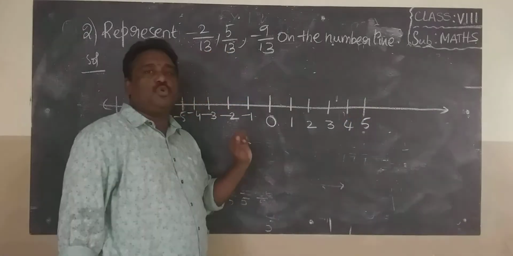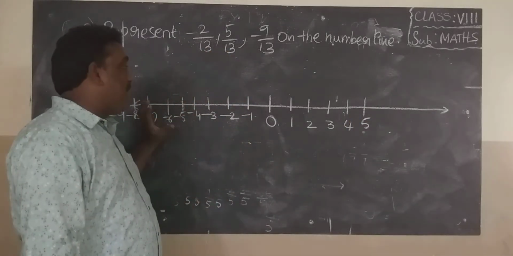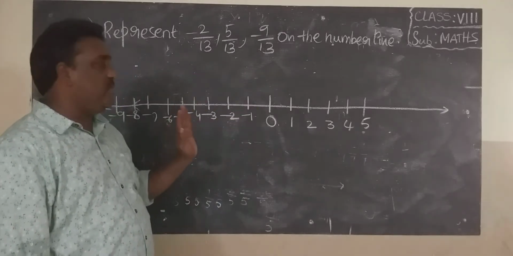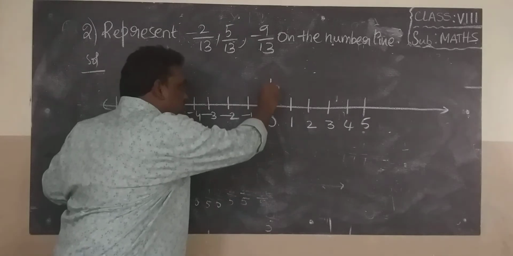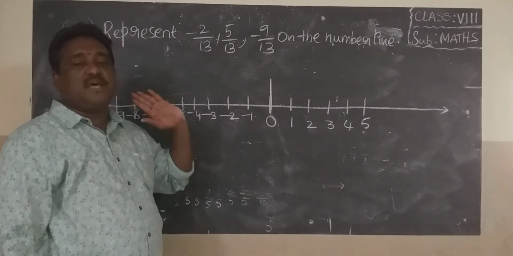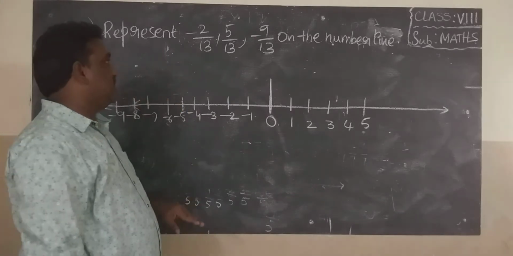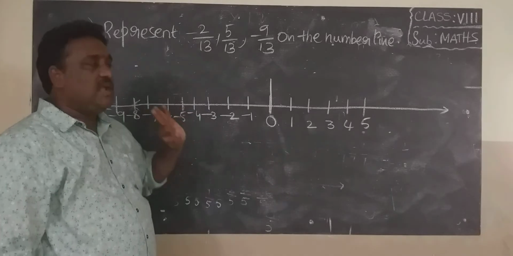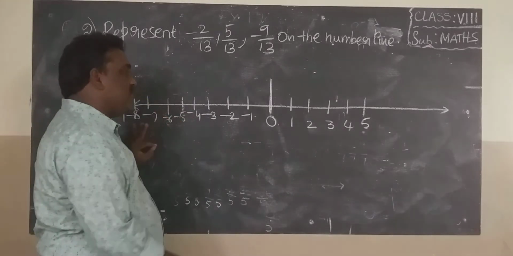All parts should be equal. The gap should be equal. So the middle number is 0. Left side negative numbers, right side positive numbers. Then what is there in the denominator? 13 is there. Divide every number by 13.